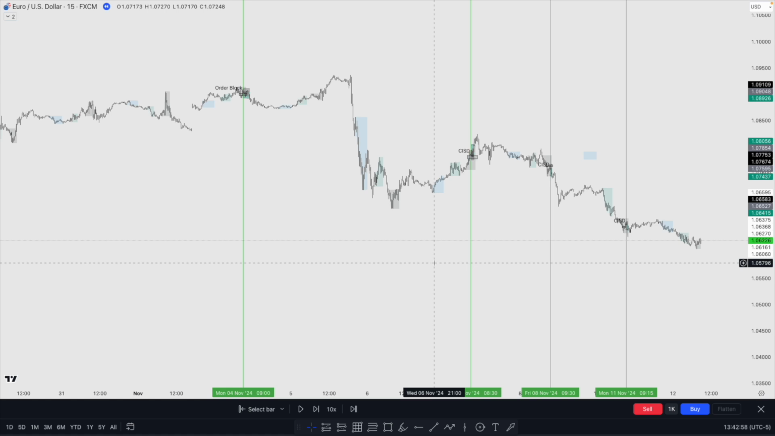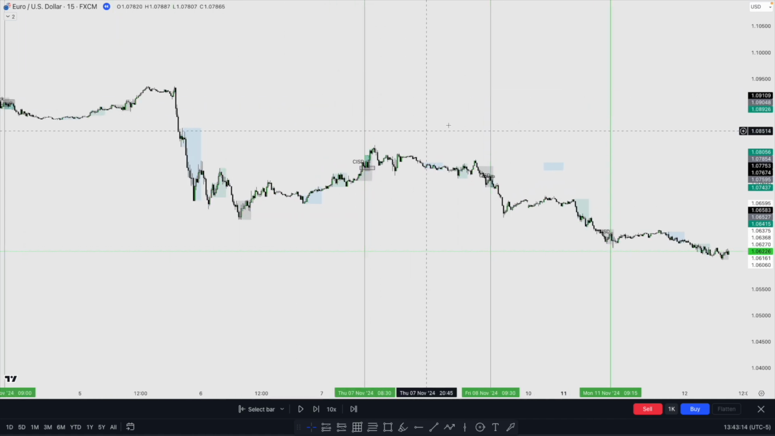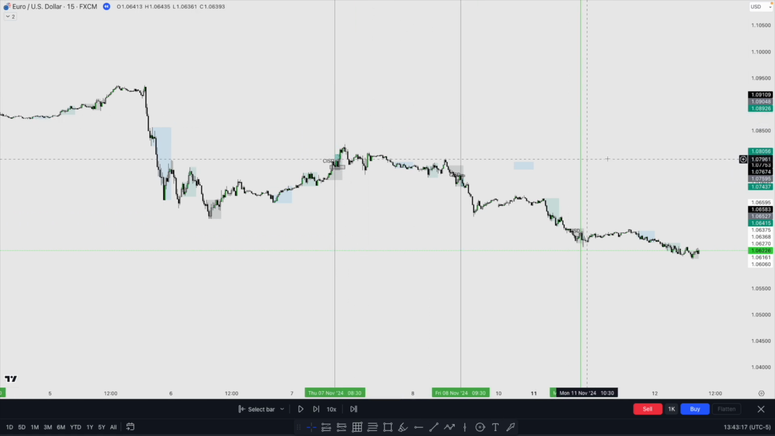So this is how easy I want your trading to be. There's no need to overcomplicate your trading. Be sure to backtest this. Be sure to apply it to your trading arsenal. And if you are struggling to pass a funded account, this is a strategy that I want you to use.